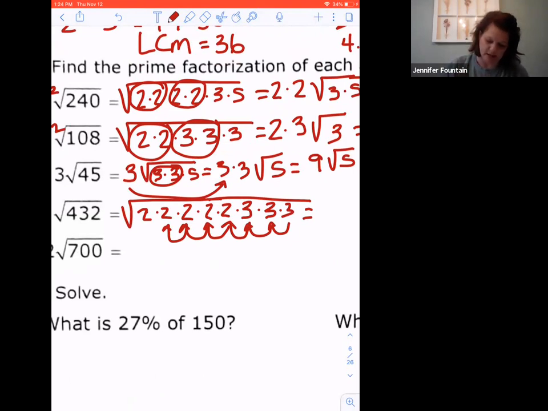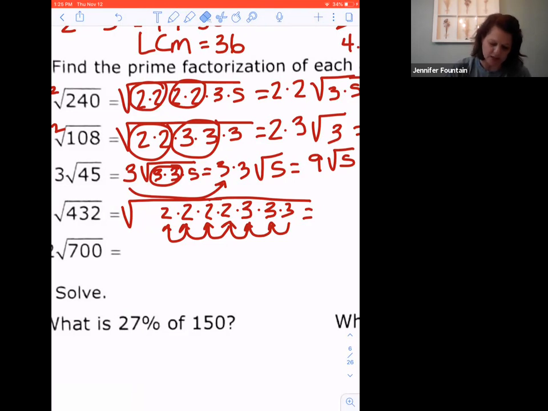So let's see. Yeah, I should only have four 2s, so I'm going to erase that one right there. Now I'll multiply it one more time to make sure. 3 times 3 is 9. 9 times 3 is 27. 27 times 2 is 54. 54 times 2 is 108. 108 times 2 is 216. And 216 times 2 is 432.